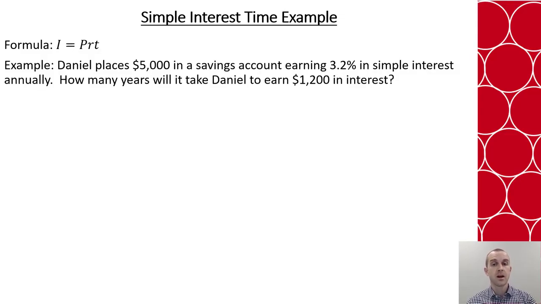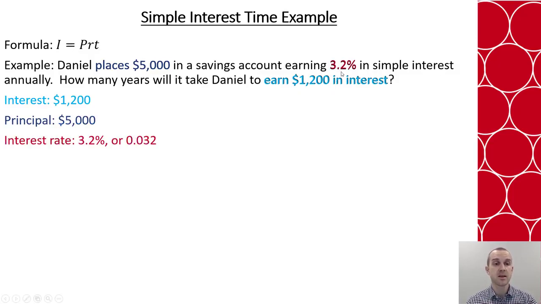So here, I start with, do I know my interest? Yes. Daniel's earning $1,200 in interest. Do we know where the original amount, the principal, was? Yes. He used $5,000 to start his investment. Do we know the interest rate? Yes, it's 3.2%. And so we write that as 32 thousandths. Last thing, do we know time? No. We do know it's annually, but we want to know how many years it will take. So we're calculating the time in this case.